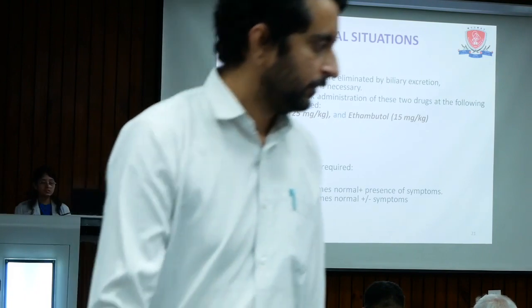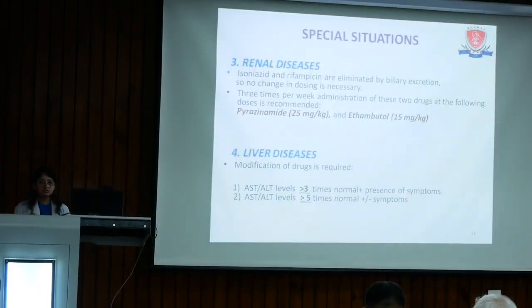In situations like liver diseases, modification of the drugs is required. First condition, if the AST and the ALT levels are more than 3 times the normal and there is presence of symptoms, that is, the patient is symptomatic. And second condition, if the AST and the ALT levels are more than 5 times normal and the patient may or may not have the symptoms.